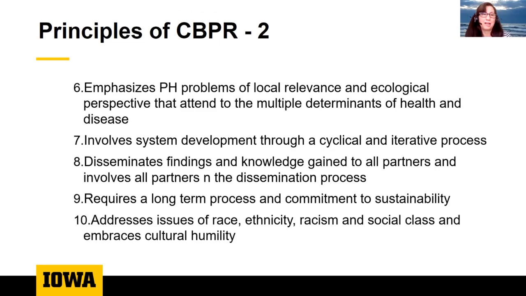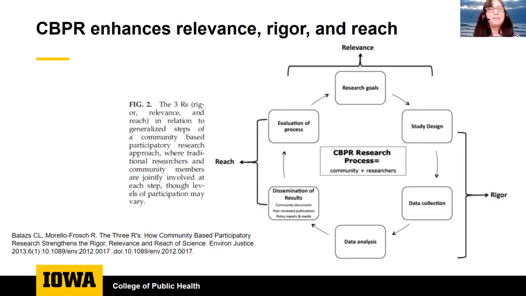So CBPR partnerships frequently involve community partners from historically marginalized groups or groups that are experiencing stigma, and outside researchers or other institutional partners from more privileged backgrounds. Although often the concern with participatory process is that perhaps we are losing, quote unquote, scientific rigor in this process, we argue that in fact CBPR enhances relevance, rigor, and reach of the research.